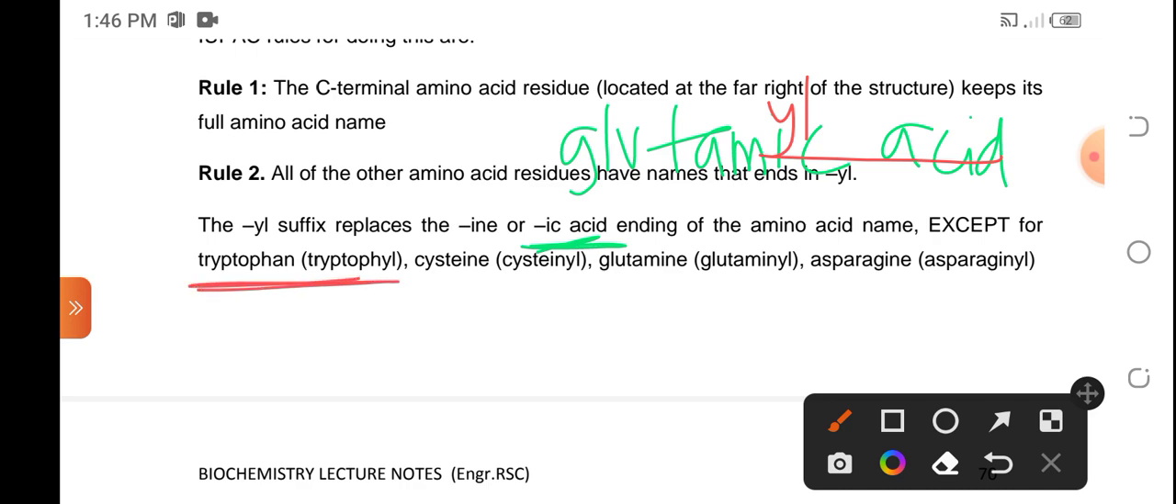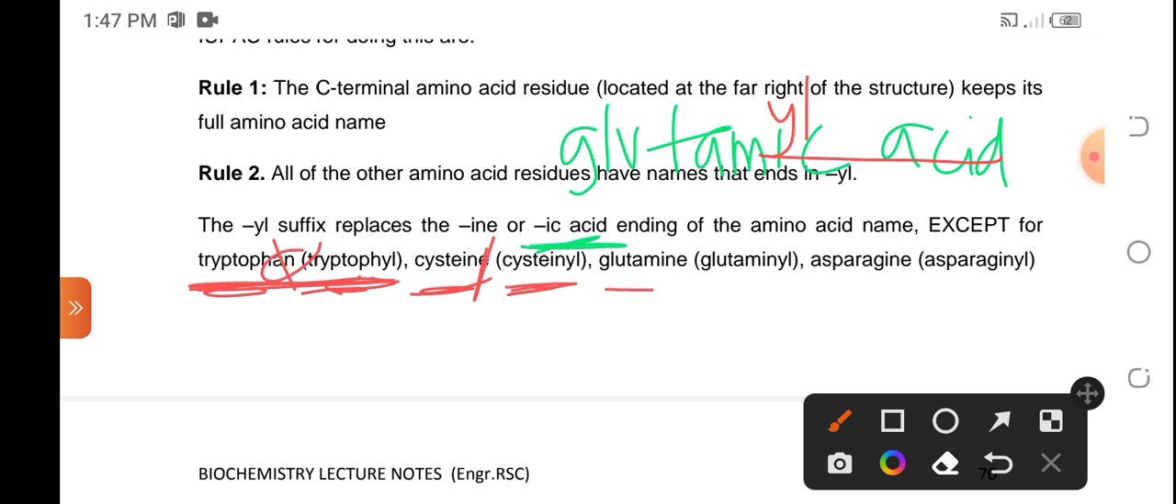Una si tryptophan. Okay, so since it ends with AN, so remove the AN and change it with YL. So tryptophan will be named as tryptophyl. Okay, cysteine, though it ends with INE, yung E lang ang idadrop natin dito so that it will become cysteinyl.